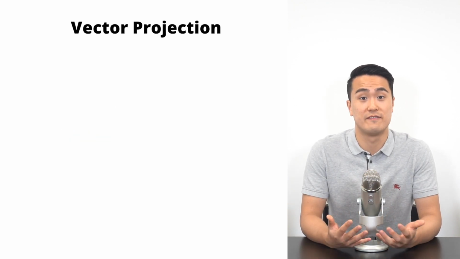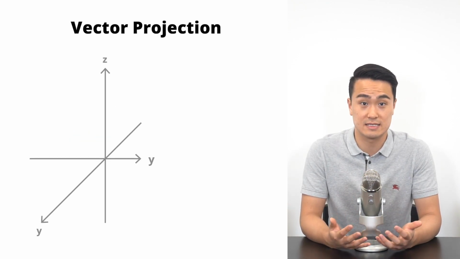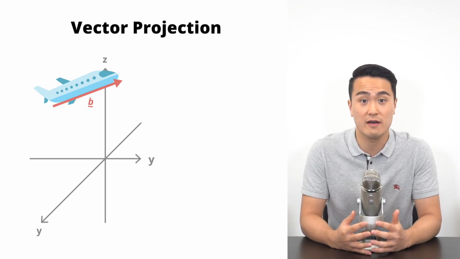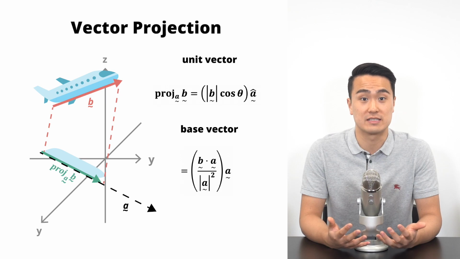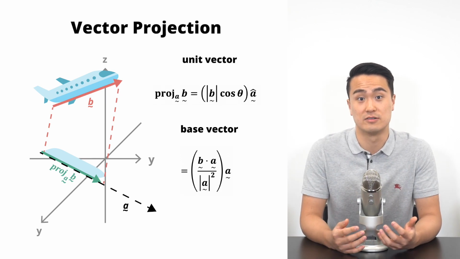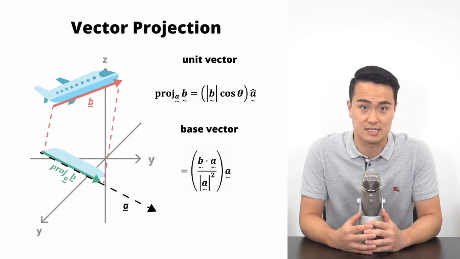Finally, recall that a vector projection tells us the distance a particular vector B travels in the direction of vector A. The formula of a vector projection of one vector onto another still remains exactly the same.